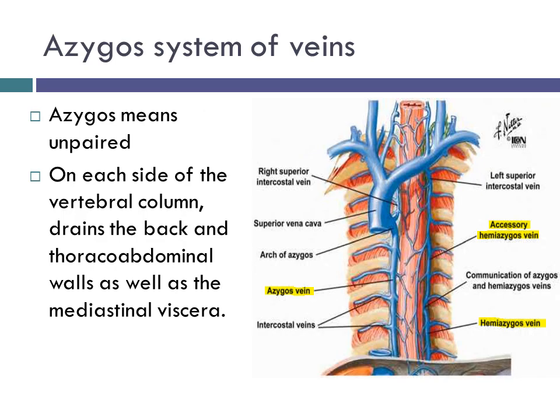Now we will discuss the azygous system of veins. Azygous means unpaired. These unpaired veins are present on each side of the vertebral column, and drain the back and the thoraco-abdominal wall as well as the mediastinal viscera. And this azygous system basically includes the azygous vein, the accessory hemiazygous vein and the hemiazygous vein.